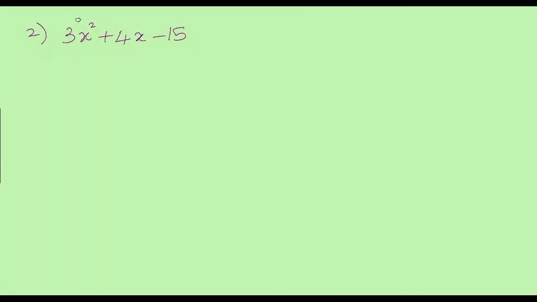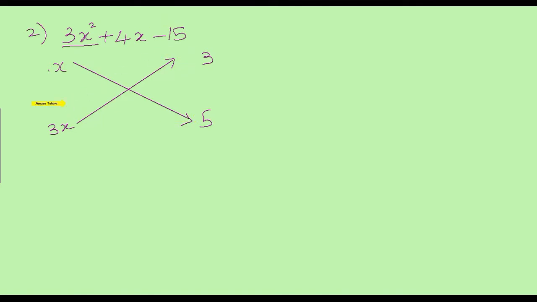So next question, 3x squared plus 4x minus 15. Draw the cross and write the factors of 3x squared on the left side. So it can be x and 3x, because when you multiply x and 3x, it's giving you 3x squared. Now in the same manner, factors of 15. So it can obviously be 3 and 5. Let me draw the arrow. So when you multiply these two, it's giving you 15.